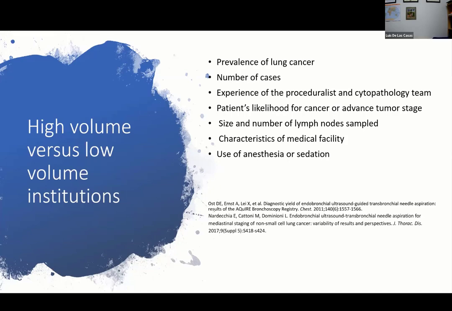Some researchers have indicated several factors that influence the adequacy of the sample. For example, the prevalence of lung cancer, which everybody knows affects the positive predictive value of the test, the number of cases that improve exposure, the experience of the person doing the procedure and the cytopathology team, and the likelihood of having cancer or advanced tumor stage where sampling will be, in theory, easier, and others as stated over there. So the scope of interventional cytology depends on the institutional needs, on individual expertise, and the resources available.